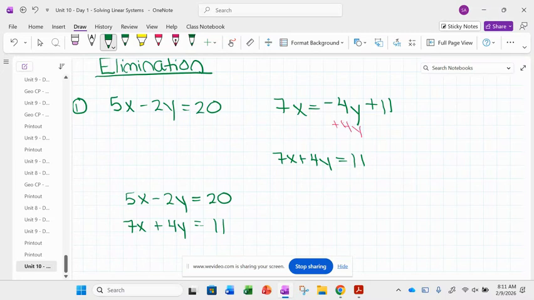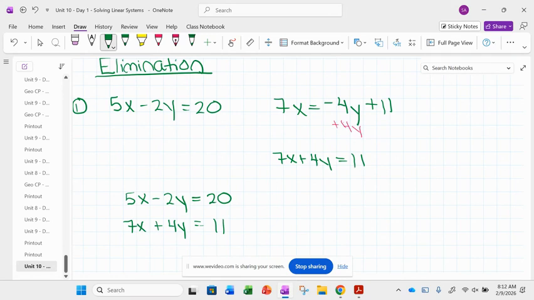So now what we want to do is make one of the variables cancel. And you make it cancel through multiplication. So we have the choice. Do we make the x's cancel or we make the y's cancel? Sometimes there's no easier variable to make cancel. In this scenario, there is. Why is the y easier to make cancel than the x?